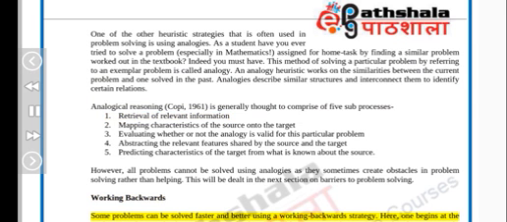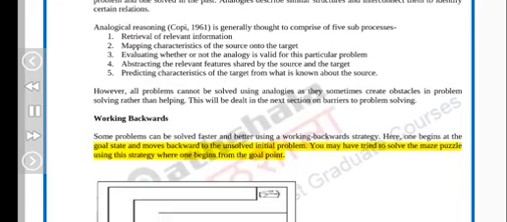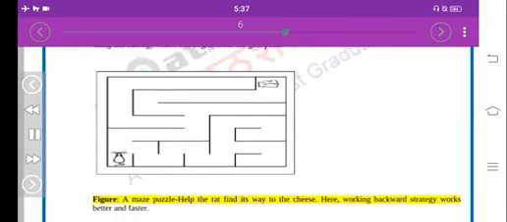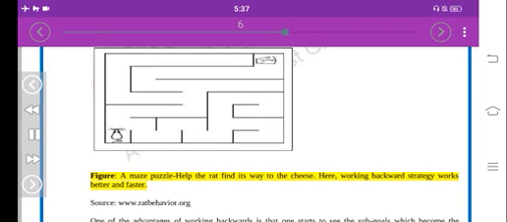Working backwards. Some problems can be solved faster and better using a working backwards strategy. Here, one begins at the goal state and moves backward to the unsolved initial problem. You may have tried to solve the maze puzzle using this strategy where one begins from the goal point. Figure. A maze puzzle helped the rat find its way to the cheese. Here, working backwards strategy works better and faster.